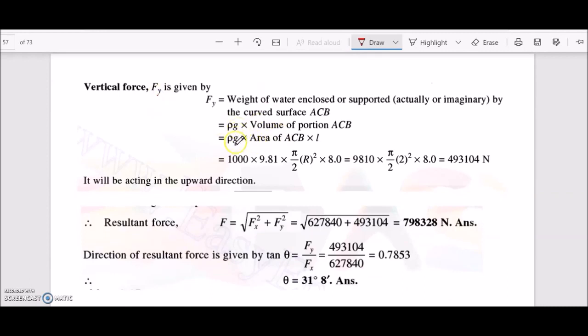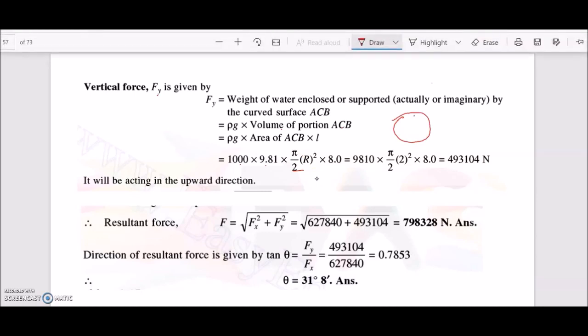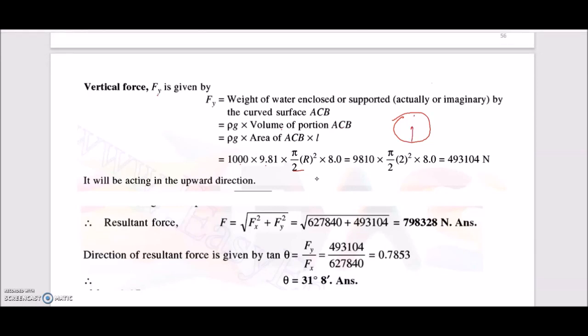So we have the formula rho g times volume. So what is the volume? So you know rho g. Okay, so we have pi d square over 2. So what is pi d square? When we have the circular, d is the diameter, which is 4. Therefore the r is 2. So this is r is 2, times the 8, the length.